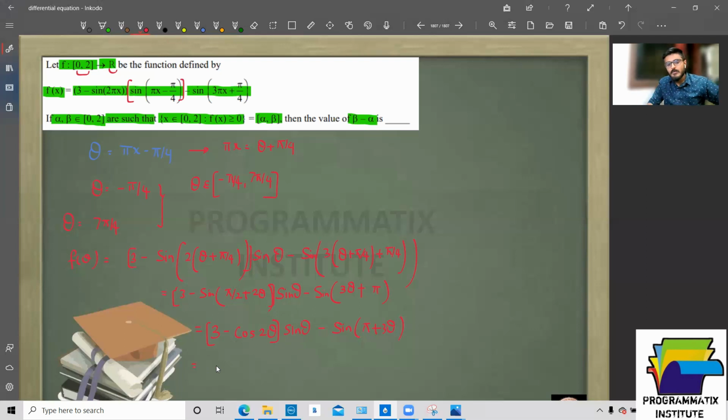Okay. Now, since it is given that f of x is greater than or equal to 0, means f of theta is greater than or equal to 0. So I can consider (3 minus cos 2 theta) into sine theta minus sine of (pi plus 3 theta) greater than or equal to 0. That is what we can consider. So basically, this is what you can say is the base of the question.